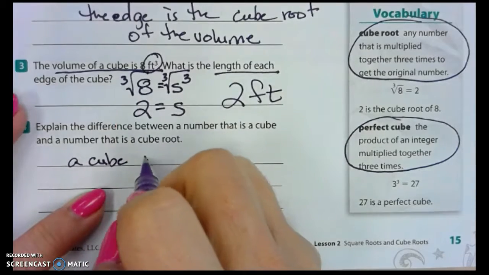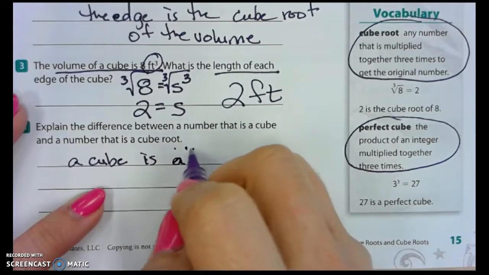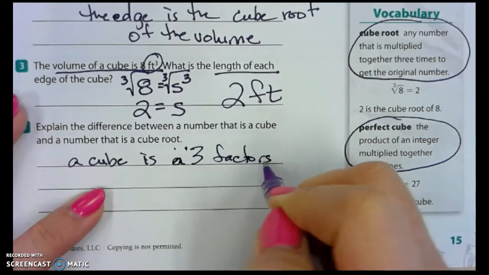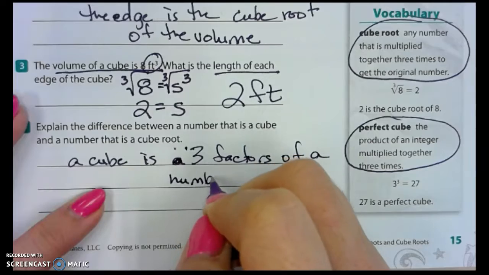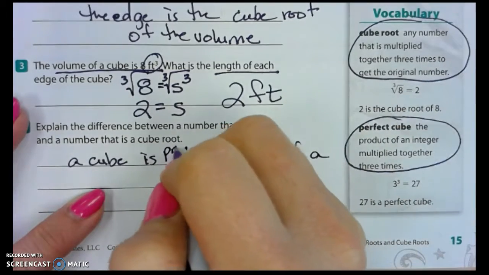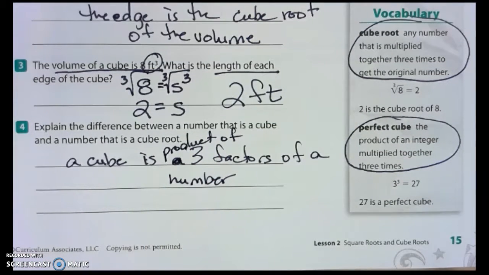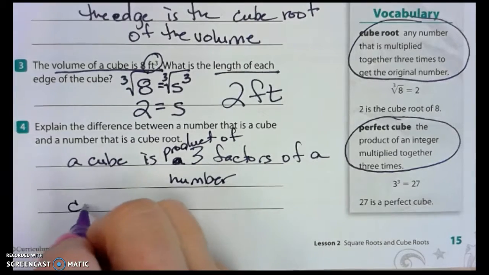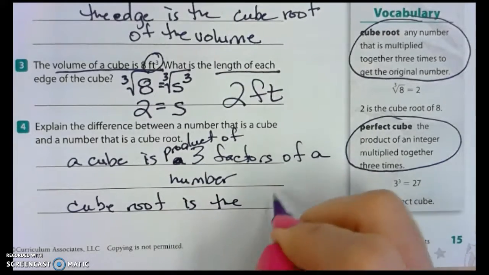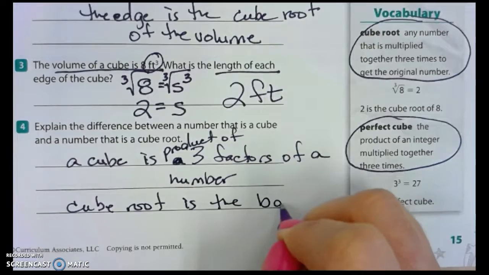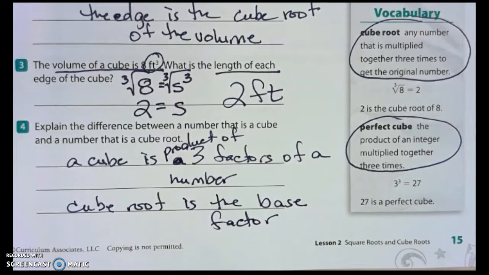A cube is the product of 3 factors of a number. Okay, a cube is the product of 3 factors of a number. A cube root is the base factor. Okay, it was the number that was multiplied together.